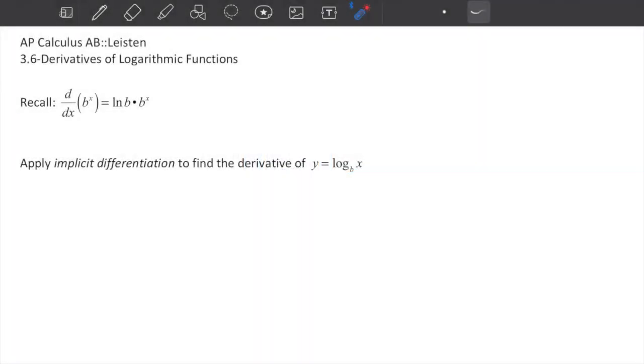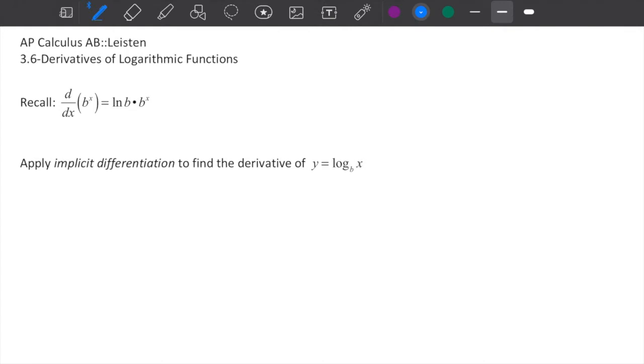Hello again. We continue our exploration of derivatives of different types of functions. This time we're going to be looking at logarithmic functions. Now, we don't know yet how to find the derivative or why it looks as it is. We're going to combine past experience, knowing the derivative of any exponential base function, along with the ideas found in implicit differentiation.